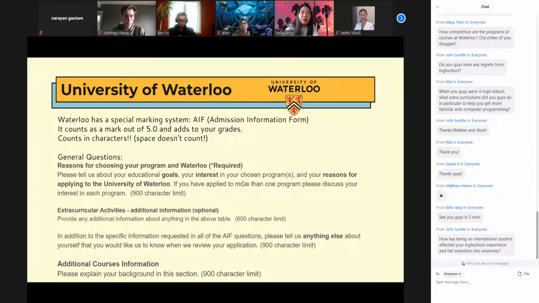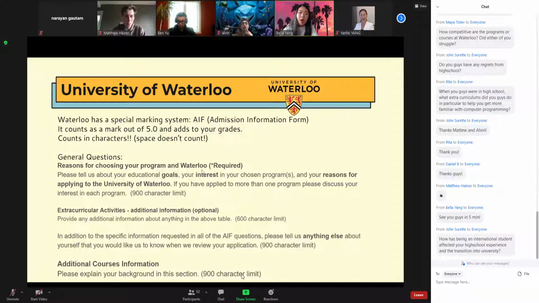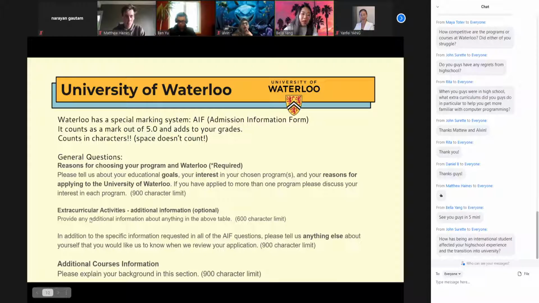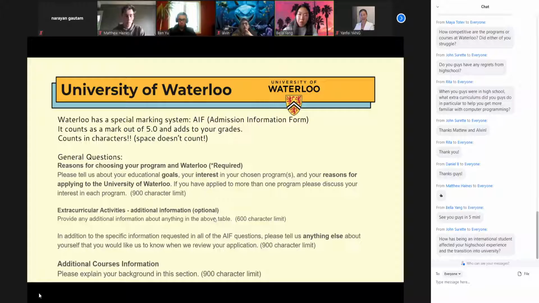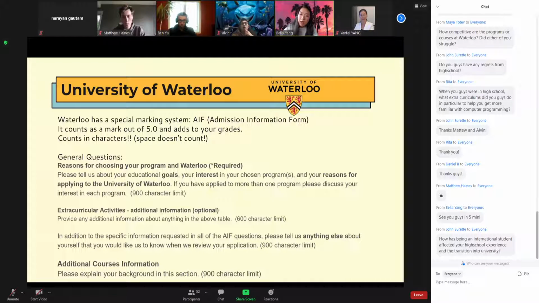Whether you're applying to the Faculty of Arts, the Faculty of Mathematics, or the Faculty of Engineering, you'll be answering these questions first. These are the couple of questions that I found: reasons for choosing the program and Waterloo, why you choose Waterloo, and then list as many extracurricular activities as possible. In the case of Waterloo, they don't ask for a description or any reference. So you just have to put in the name and how many hours you have contributed to this extracurricular activity. Again, as many as possible.